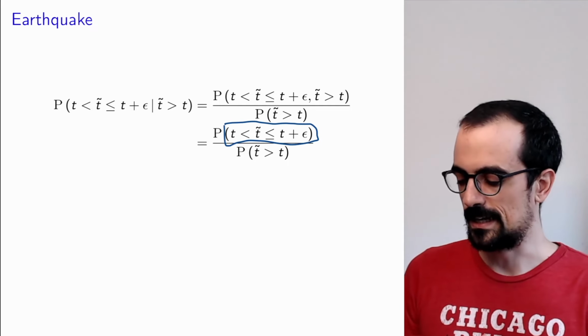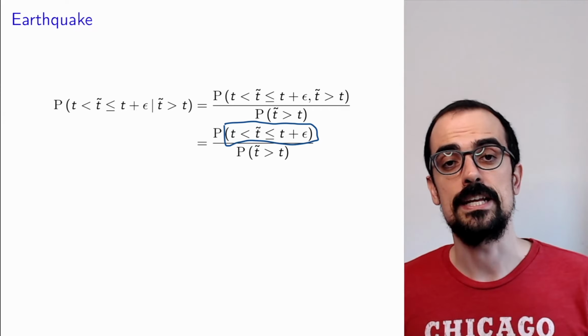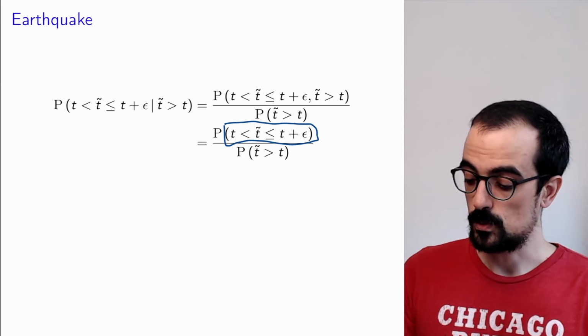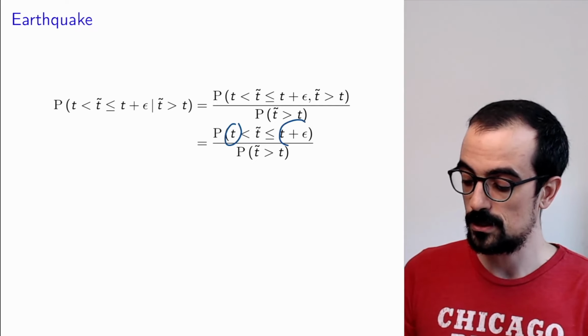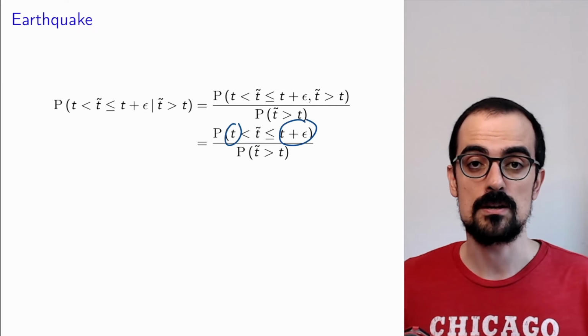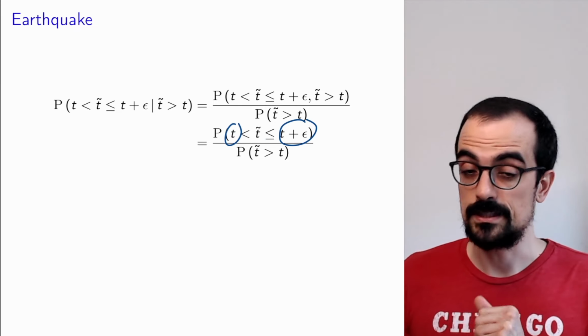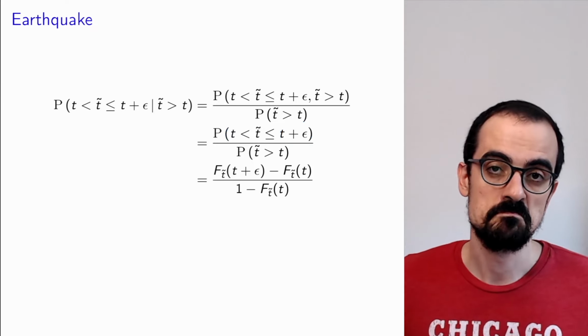And then we, of course, will have to divide. And now we're going to write this expression in terms of the CDF of t. So if you remember, what is the probability that a random variable is between t and t plus epsilon? It's just the CDF at t plus epsilon minus the CDF at t, divided by 1 minus the CDF at t.